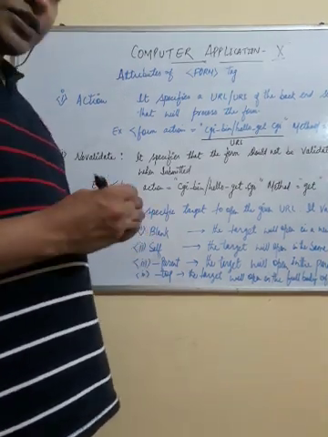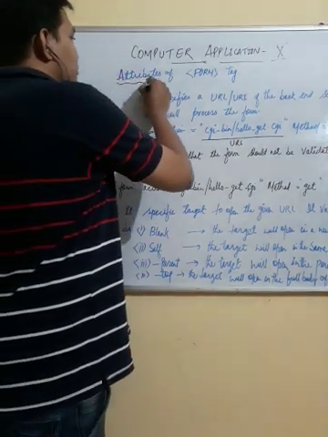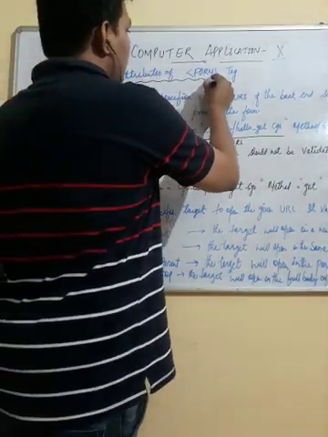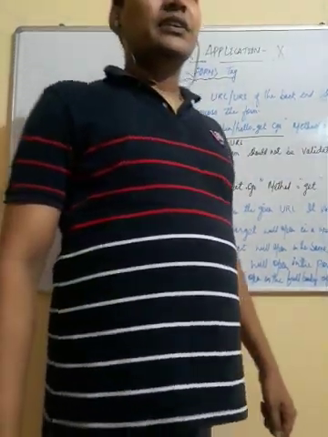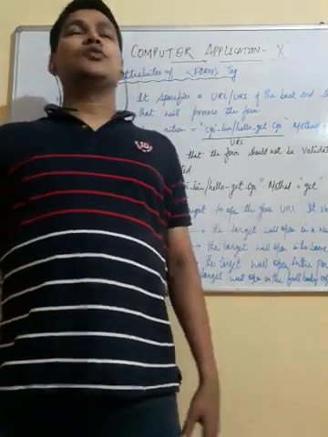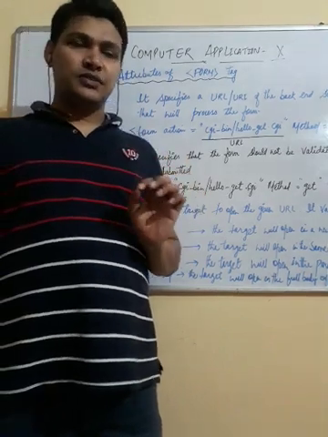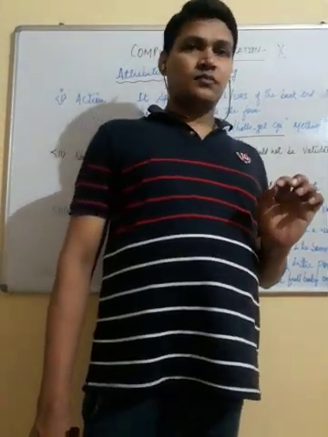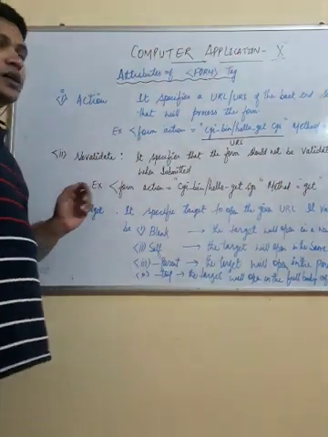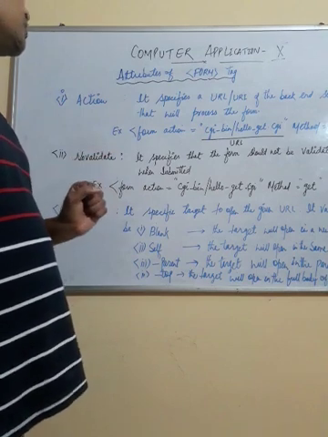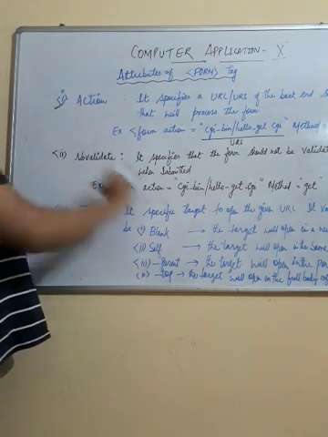Today, students, I am discussing my previous topics, the attributes of form tags. The two attributes I have already discussed in my previous video. The first one is the name, and the second one is method. Today I am going to discuss the third attribute of the form tag, which is action.